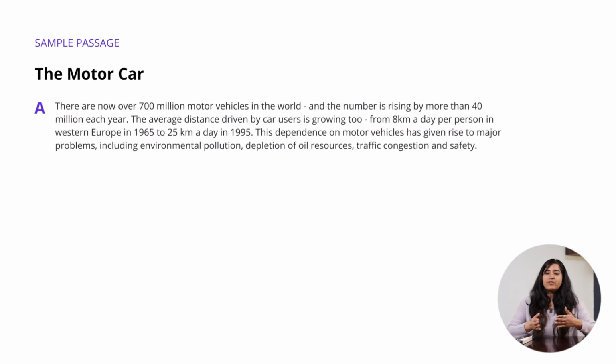Next, let's read the first and last sentence of the first paragraph. There are over 700 million motor vehicles in the world, and the number is rising by more than 40 million each year. This dependence on motor vehicles has given rise to major problems, including environmental pollution, depletion of oil resources, traffic congestion, and safety. So here, we can summarize paragraph A by saying it's about the problems the increase in motor cars on the roads are causing. You can try doing the same for the rest of the paragraphs.